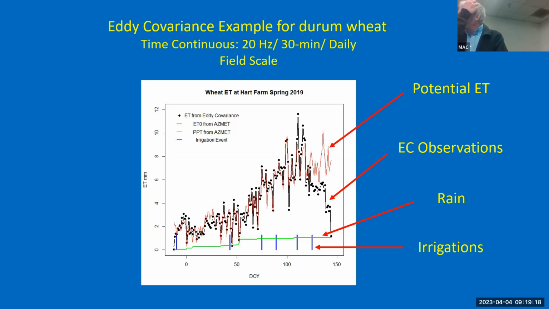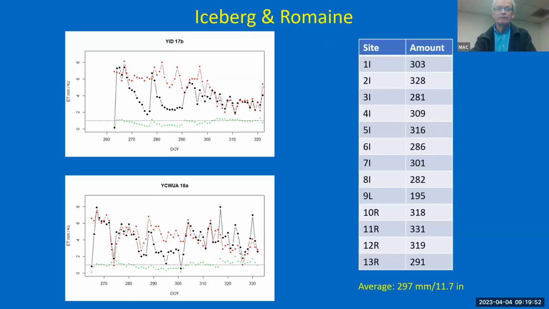There's another topic of discussion that I won't go into great detail on here: what we mean by potential evapotranspiration can mean different things, depending on your reference crop. It's a theoretical reference that could be alfalfa or, predominantly, short clipped grass. This graph also shows where the irrigation events occur at the bottom, and the rainfall, which for Yuma is normally small. So this is what you would be presented with on a daily time scale from eddy covariance.